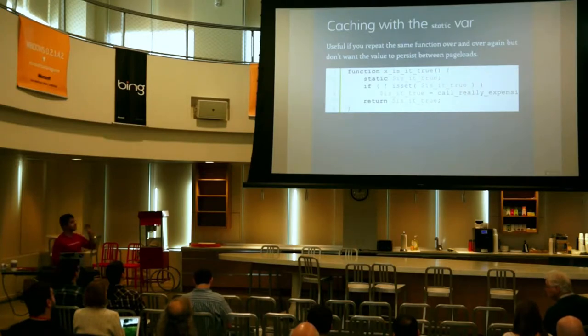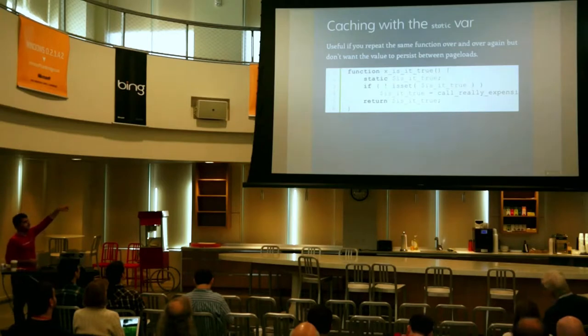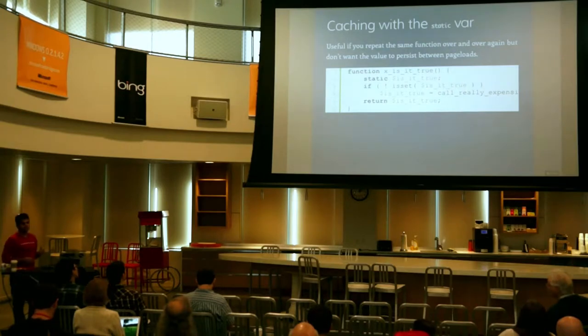So the idea is that we define a variable as static, check to see if it's set. If it's not set, we call the function that we want to generate that value, assign that value, and then return it. So that the next time the function is called, PHP will have remembered the value that we set. So the isset check will pass, and then it just jumps to return.